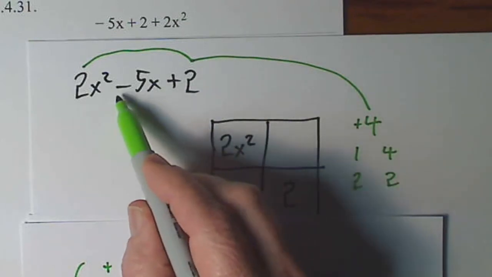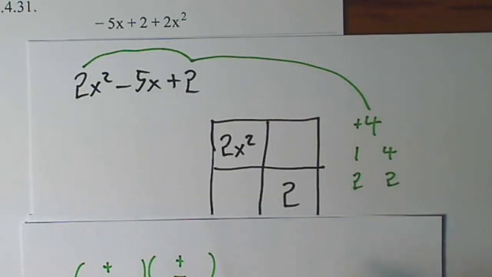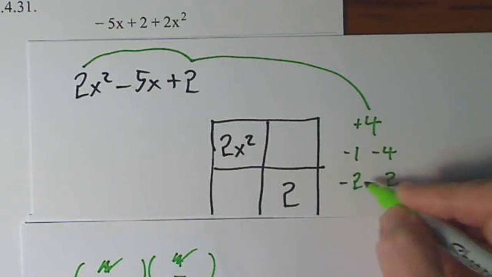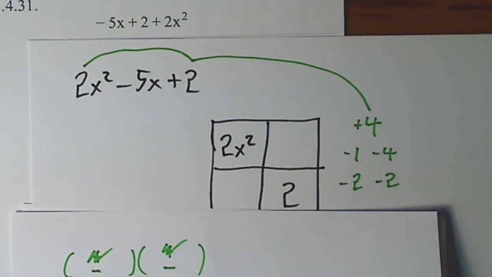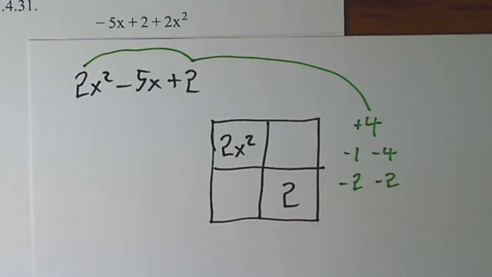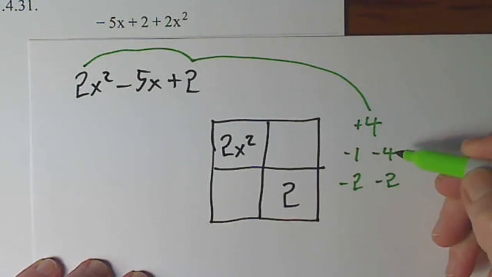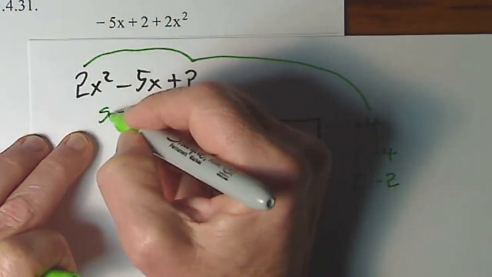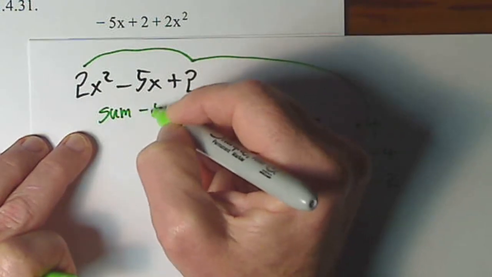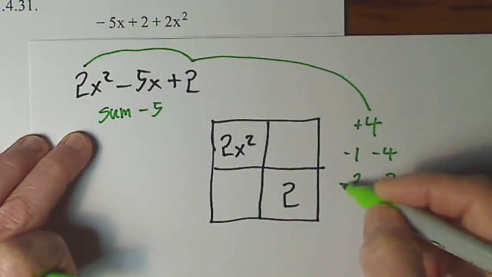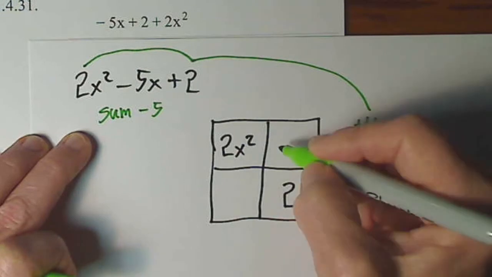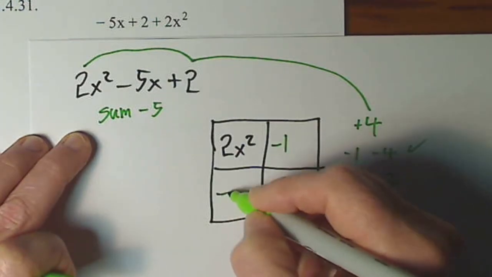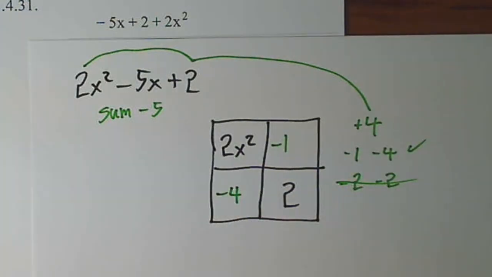But to get a negative in the middle, that's the result of addition or subtraction, you can't be using positives. They must both be negative. So these are negative. Okay, I want to get this guy out of here. That means I'm looking for a sum of negative 5. That means that won't work, but that will. So that's negative 1, negative 4.